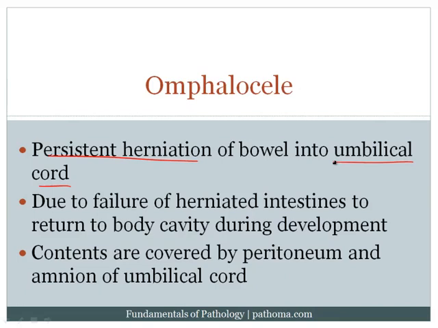So in this particular case, in an omphalocele, you have persistent herniation. Now remember, the herniation was part of development, but it persists. So you get persistent herniation of the bowel into the umbilical cord. Again, this is due to a failure of the herniated intestines to return to the body cavity during development. Now interestingly, because you've got this herniation into the umbilical cord, you're going to see the contents of the abdomen. However, it's going to be covered by peritoneum and the amnion of the umbilical cord.